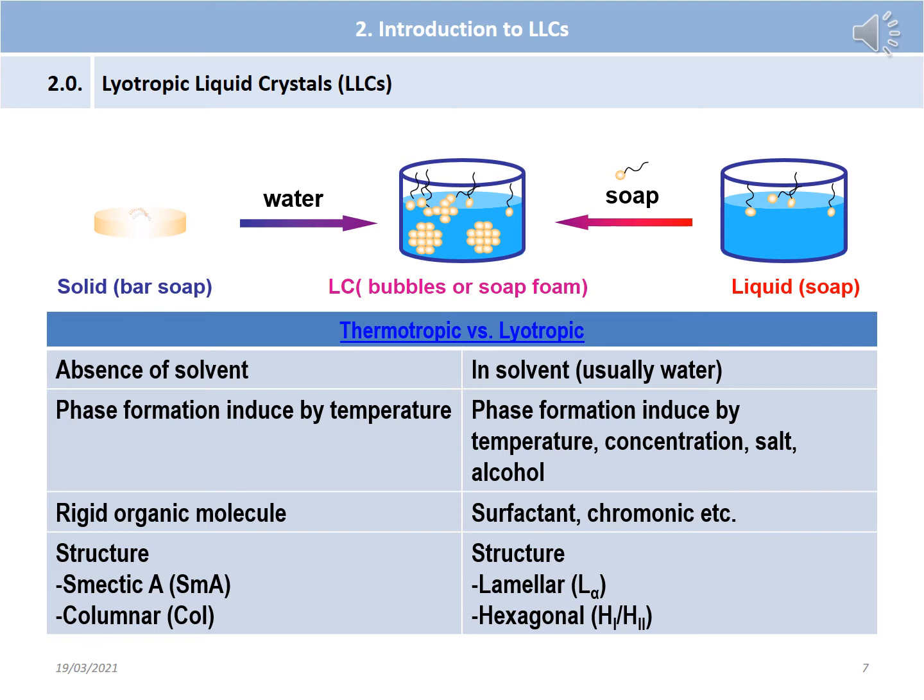Third, its molecular design. For thermotropic, it will be rigid organic molecules, while for lyotropic its design is like a surfactant, which is amphiphilic and also chromonic. Fourth, the differences in terms of its microstructure. In thermotropic, we will know the smectic and columnar phases, while in lyotropic we will know phases such as lamellar and hexagonal.